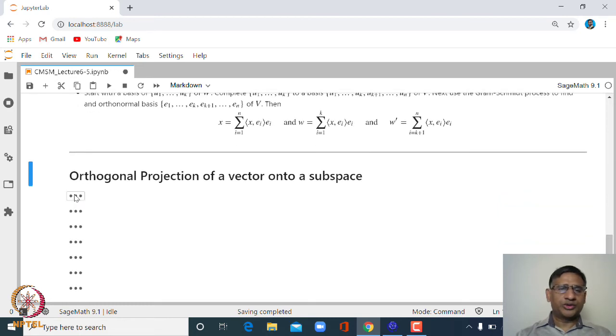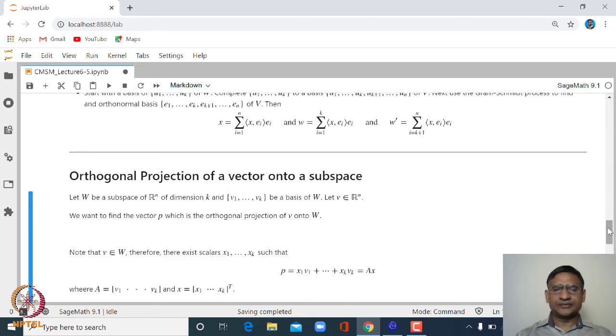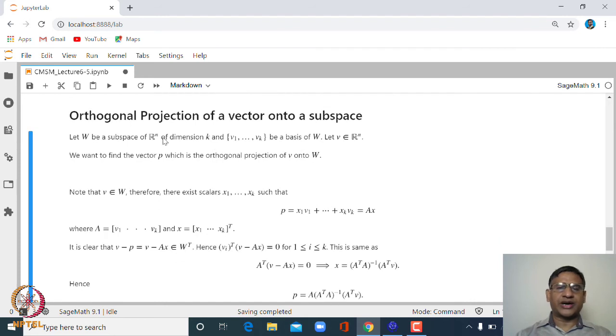So how do we do that? Let us assume that W is a subspace of R^n of dimension k, and v1 to vk is a basis of W. This need not be an orthonormal basis. Now take any vector V in R^n. We want to find a vector P which is the orthogonal projection of V onto W. This is what we want to find.